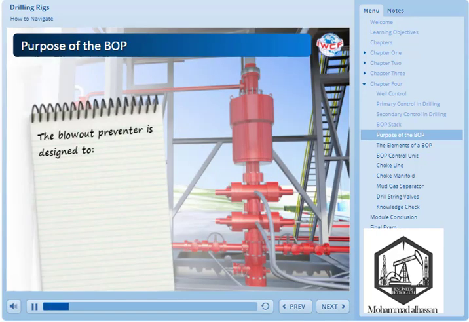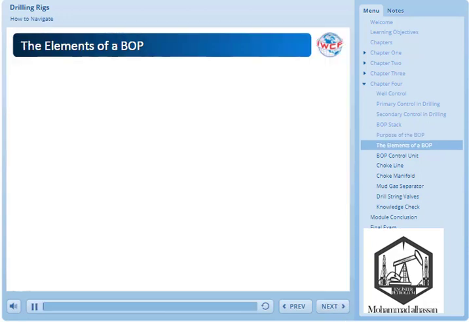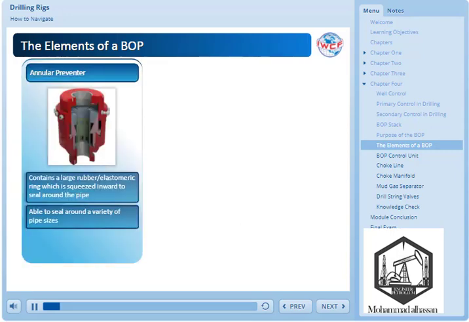The blowout preventer is designed to shut in the well to prevent a release of hazardous formation fluids at the surface and allow primary well control to be regained. The elements of a BOP stack consist of the annular preventer, which contains a large rubber or elastomeric ring which is squeezed inward to seal around the pipe, closing off the annulus. This has the ability to seal around a variety of pipe sizes.